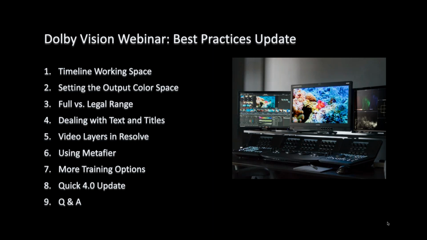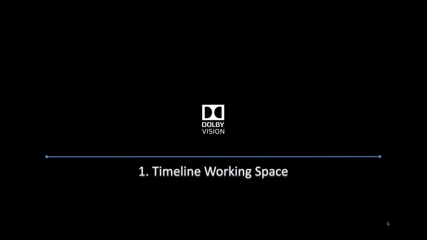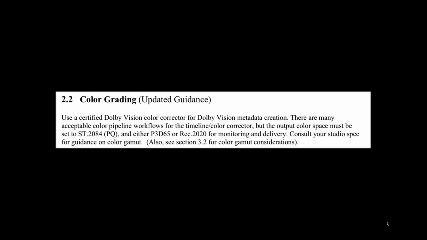All right, so let's get started. We'll jump in on the first topic, which is the timeline working space, and including before each section where we have updated the guidance inside that version 4.2 color grading best practices. So this is from chapter 2.2, updated guidance on color grading. Previously, when we talked about the timeline working space, we had the guidance that we recommended that you work in PQ as your timeline working space.